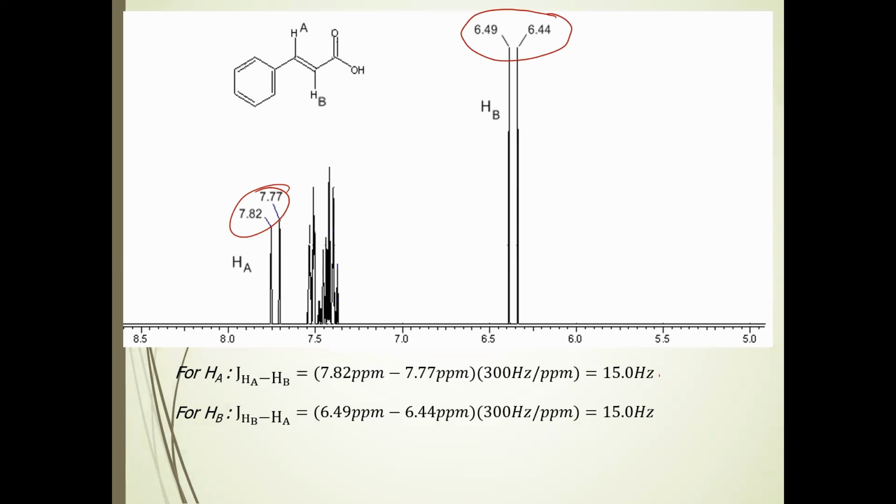And these two numbers need to be the same. If they're not the same, then you probably have two peaks that are not coupled to each other. You don't have the two vinylic peaks. You've chosen the wrong ones.